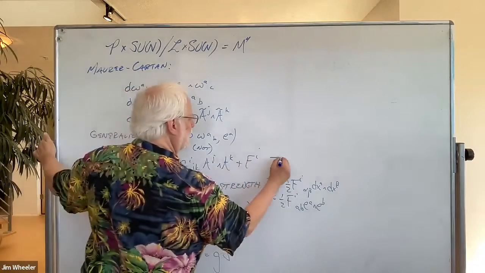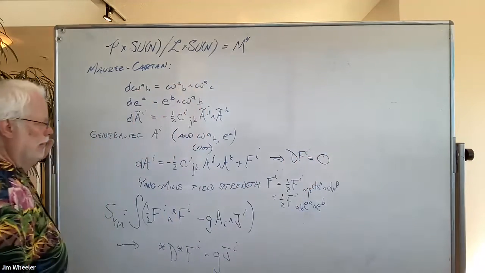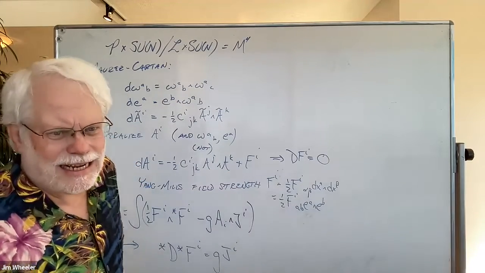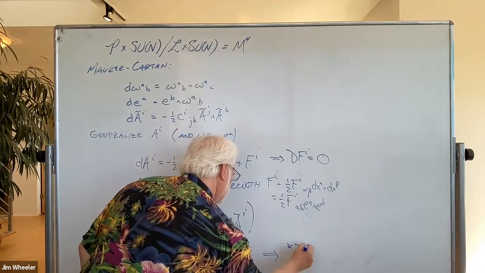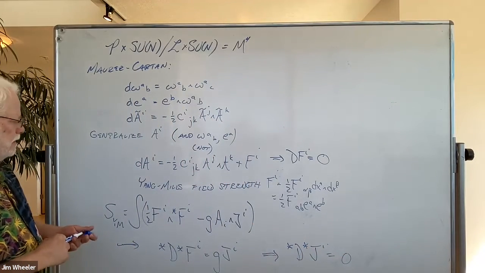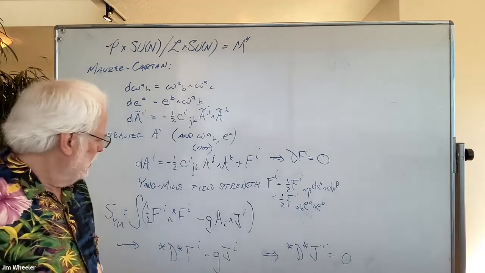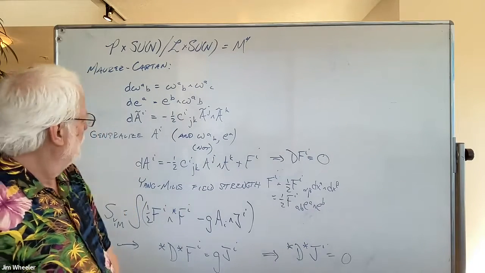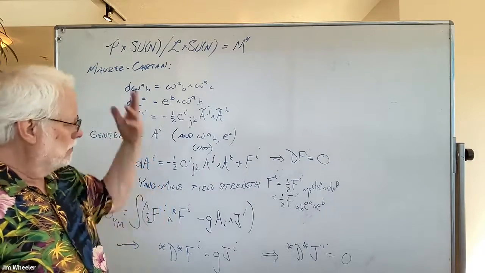Oh, this has a Bianchi identity. D F^I is identically 0. That's the integrability condition for this equation. And then we showed that this in turn implies star D star J^I equals 0. So there we've got all the essential underlying equations for any Yang-Mills theory. Yeah, the group doesn't even have to be SU(N). It could really be any Lie algebra, and we could do the same thing.